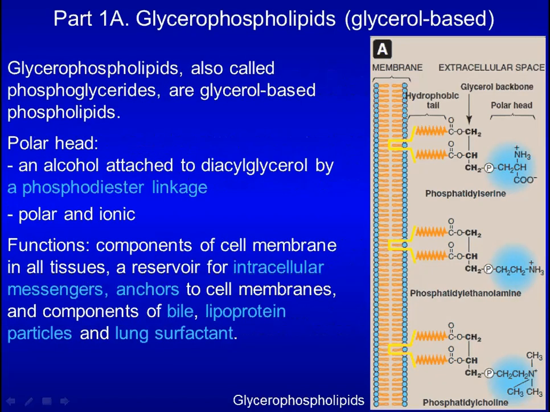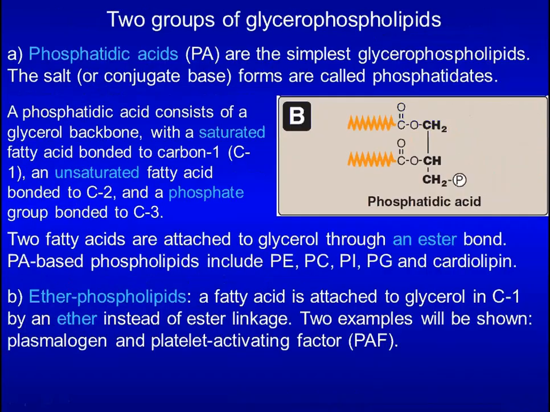The polar head of glycerophospholipids contains an alcohol attached to diacylglycerol by a phosphodiester bond. It is polar and ionic. Glycerophospholipids are components of cell membranes in all tissues. They are also a reservoir for intracellular messengers, anchors to cell membrane, and components of bile, lipoprotein particles, and lung surfactant.